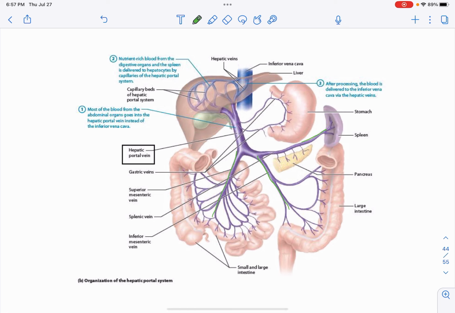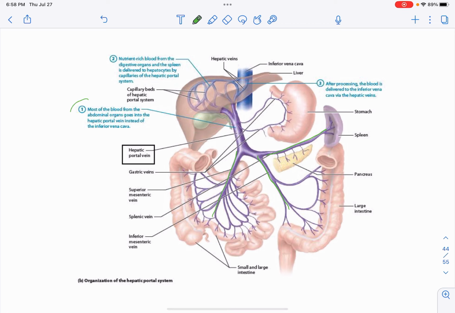So let me stop for a second and say, normally in any tissue, the blood gets picked up in the venous system and it gets sent back to the heart. This is not the case for the digestive organs. The blood is actually going to make a pit stop at the liver before returning to the heart, because the liver needs to pick up all the nutrients from the digestive tract. So instead of going straight to the heart, it's going to go to the liver first, okay?